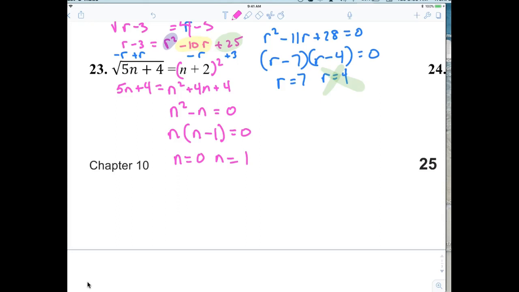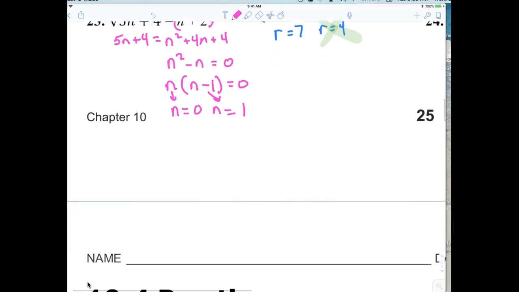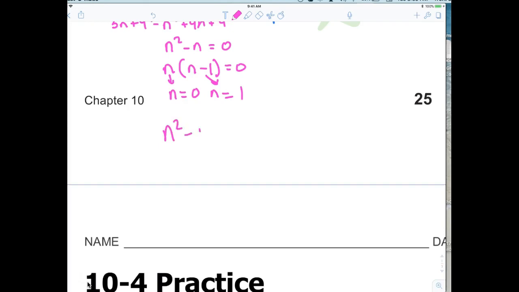Do you understand how I factor out an n? So then you set that equal to 0. Then you set n minus 1 equal to 0. Okay, so n squared minus n. If I pull out an n, there's 1 n left. Oh, okay.